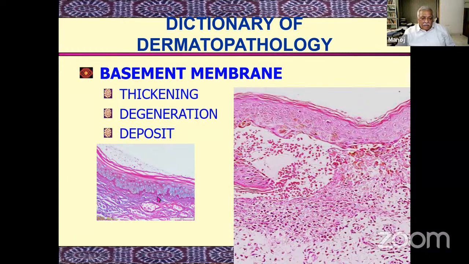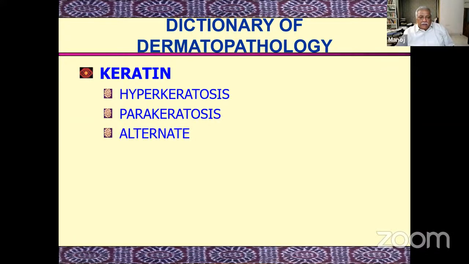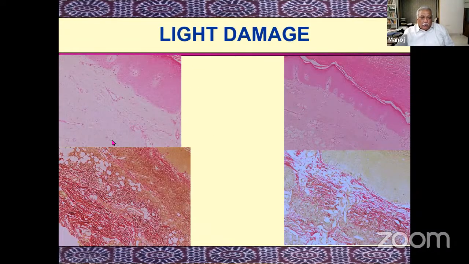Thickening of the basement membrane may occur due to antibody deposition. Can be demonstrated by special stains. Deposits may occur. And coming below the basement membrane, one region which you might like to keep in mind is the top few millimeters of the dermis. It is structurally and functionally different from the rest of the dermis. This is the so-called Grenz zone, G-R-E-N-Z, Grenz zone.